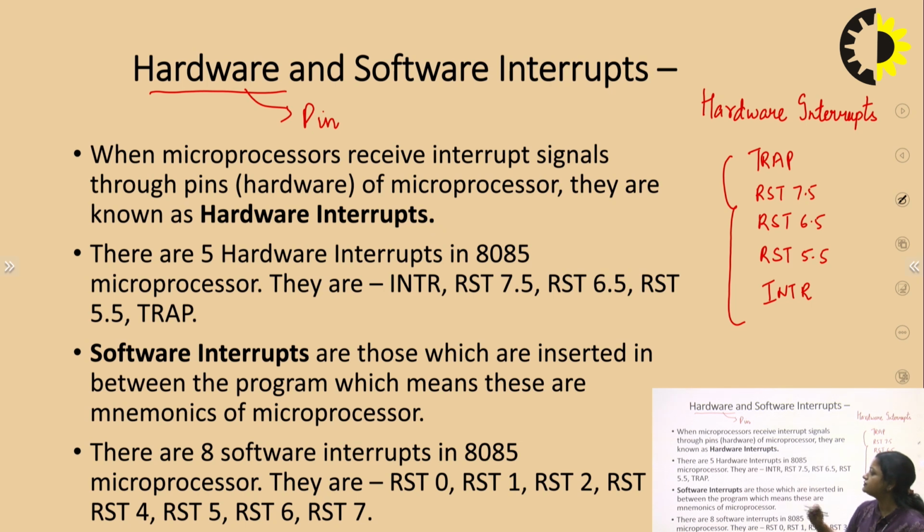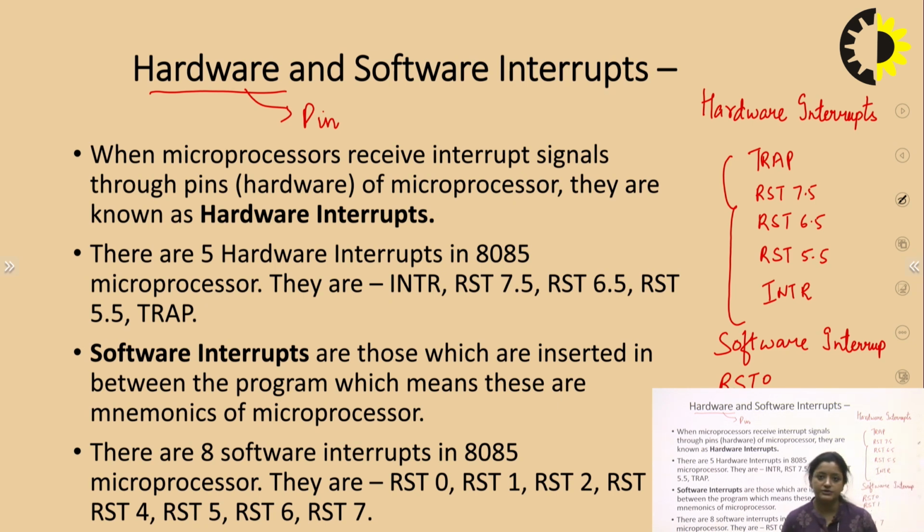Apart from these, there are software interrupts as well, which the programmer can enable whenever it is required. We have 8 software interrupts, and these software interrupts are RST 0, RST 1 up to RST 7. So we have the software interrupts which can be used by the programmer whenever he wishes, and there are 5 hardware interrupts starting from TRAP, RST 7.5, 6.5, 5.5 and INTR.